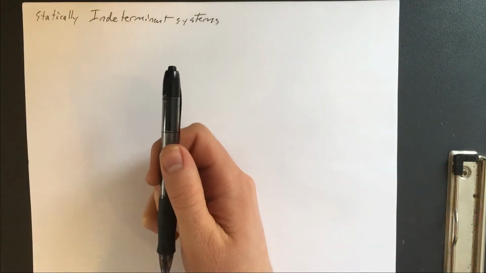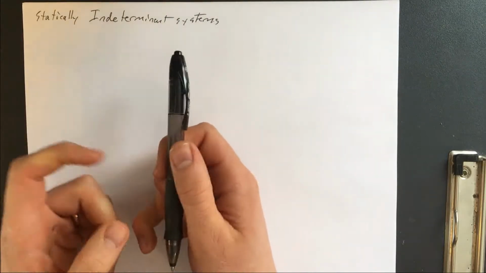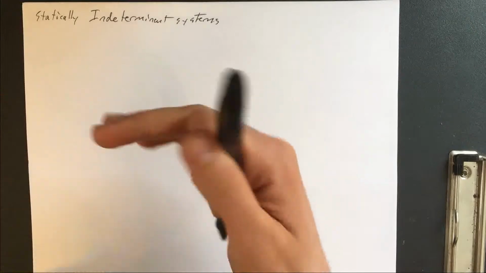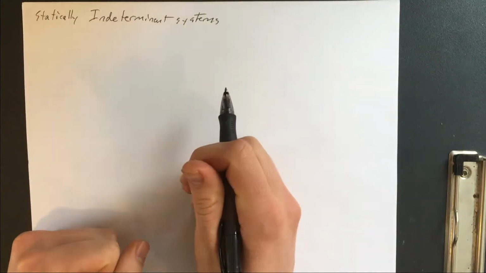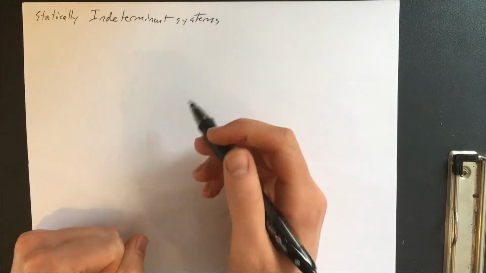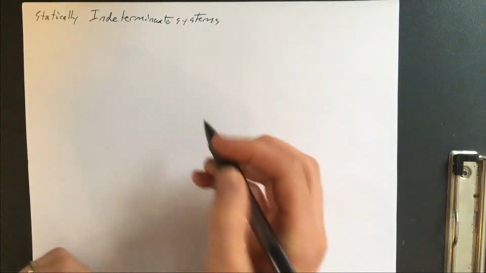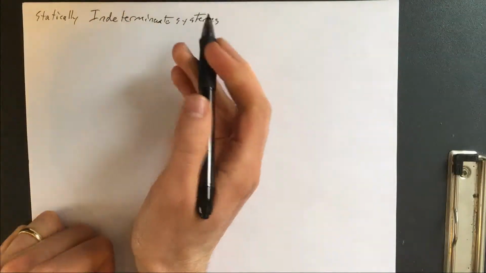And it turns out that if you make assumptions about the materials and how the materials could be deforming within the constraints applied to them, then you can get the extra equations you need to solve for unknowns. So we have these statically indeterminate systems.